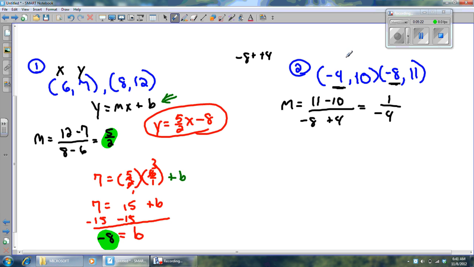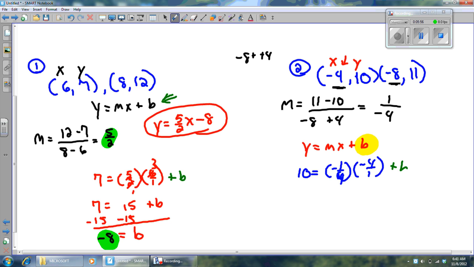I'll tell you what, I like 10 a lot, so I'll pick this point. Here's my x and there's my y. And so I will take y equals mx plus b. B is going to be the variable that I'm solving for. Y is going to be 10. M is -1/4. X is -4/1. And then I'm solving for b.